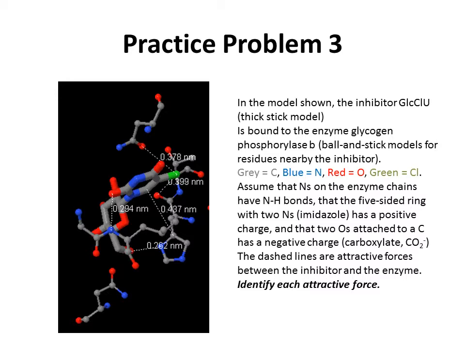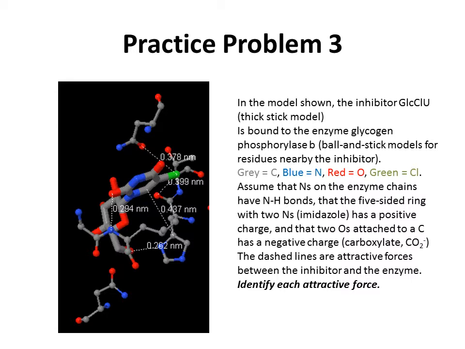The gray atoms are carbon, the blue atoms are nitrogen, the red atoms are oxygen, and the green atoms are chlorine. You want to assume that the nitrogens on the enzyme chains, those are the ball and stick chains, have NH bonds. So there's a hydrogen attached to nitrogen. We just don't show the H's attached to N. And that the 5-sided ring, which is at the bottom right corner, with 2 blue nitrogens, that's imidazole, that has a positive charge.